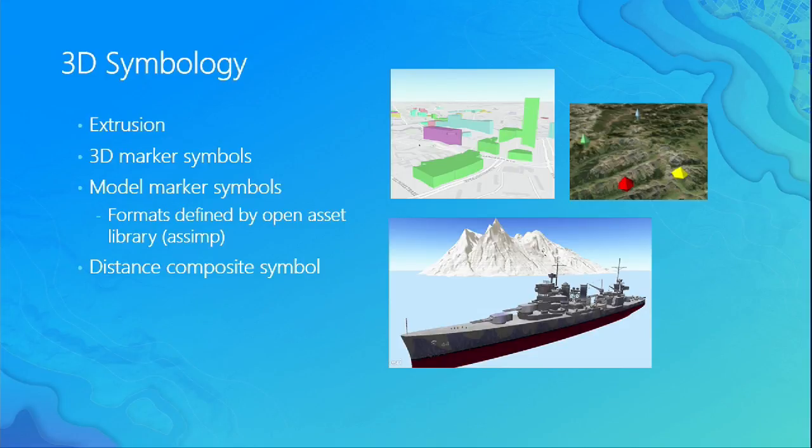3D marker symbols, we have a set of marker symbols out of the box. So instead of working with a circle, you're working with a sphere. Instead of working with a square, you're working with a cube, right? So a variety of things that really take advantage of that 3D capability. So a few things supported out of the box.